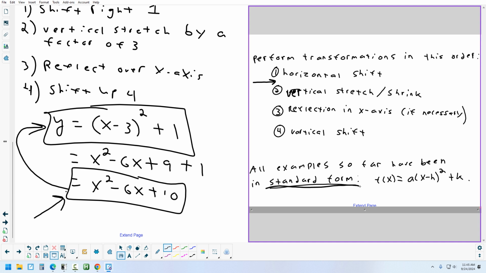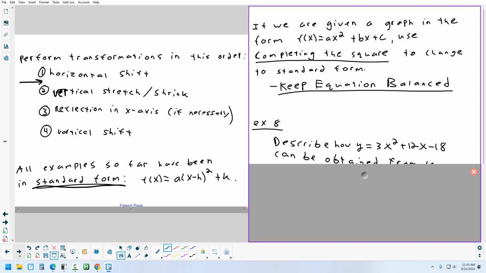But I'm just letting you know that might not be how it always is, like if you had to do this kind of thing in a different class. Any questions on that? Okay. So to fix something that's not in standard form, we have to complete the square. But again, it's not something that we're focused on doing right now. So we're not doing that right-hand side.